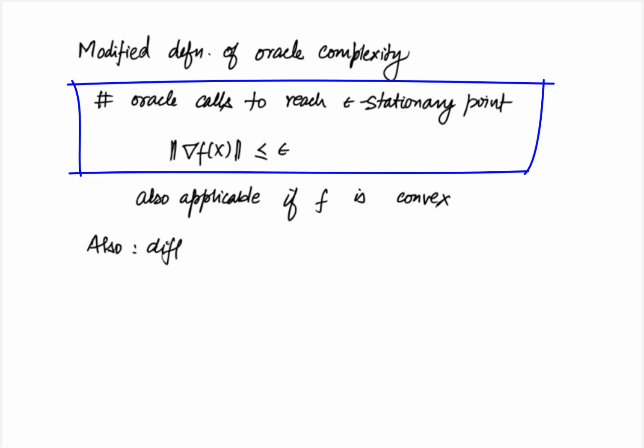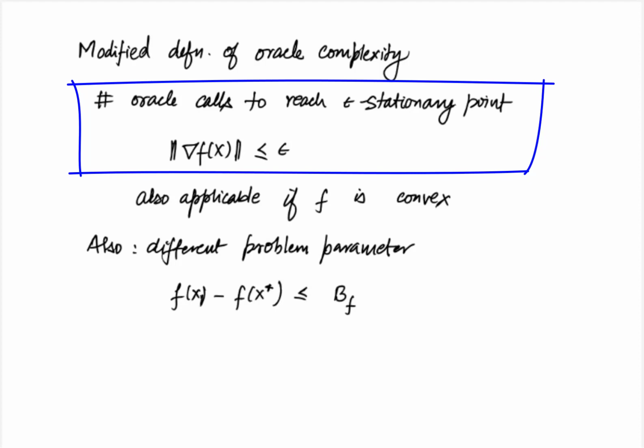We will also use a slightly different problem parameter here, which will be useful later on, which is that f of x1 minus f of x star is less than b_f. This will be used instead of b, which was the distance of x1 from x star. So with this modified definition, let us analyze the gradient descent algorithm. We have the following oracle complexity result for gradient descent.